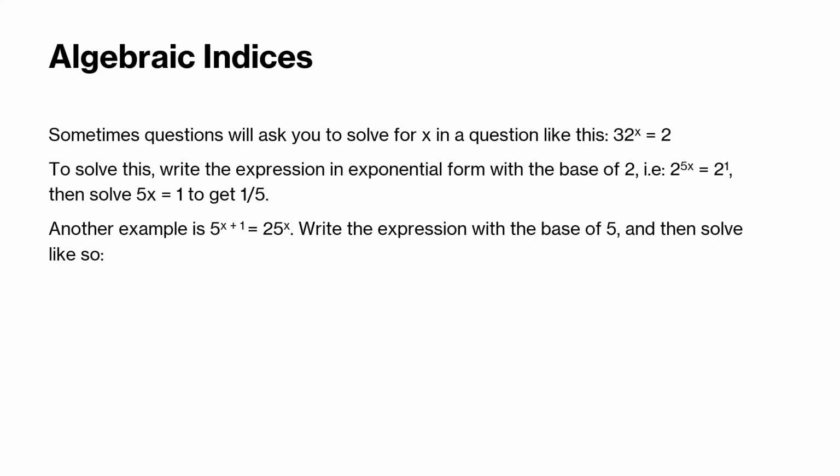Another example is this. 5 to the power of x plus 1 equals 25 to the power of x. Once again, write down the expression with a base of 5. Both sides have to have the same base, and then solve like so. 5 to the power of x plus 1 equals 5 to the power of 2x. Since 5 squared is 25, 5 to the power of 2x is 25 to the power of x. Then we simply equate both sides. x plus 1 equals 2x. We can solve for x, which gives us 1.